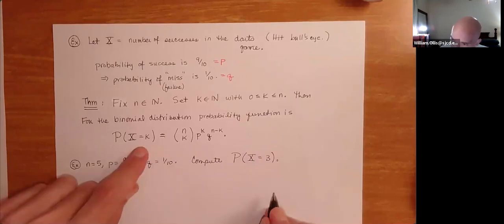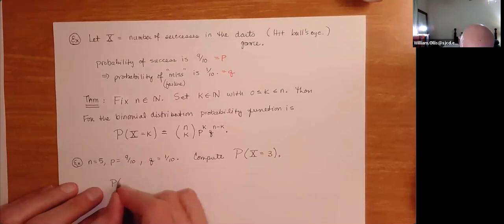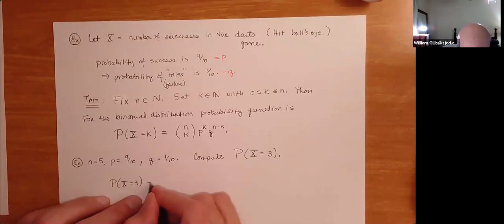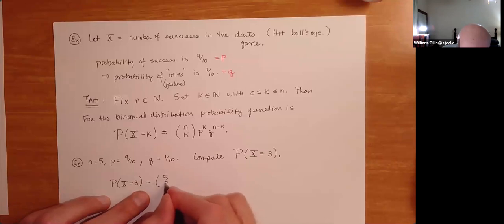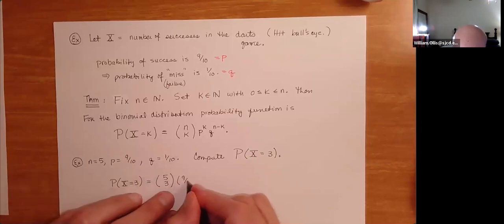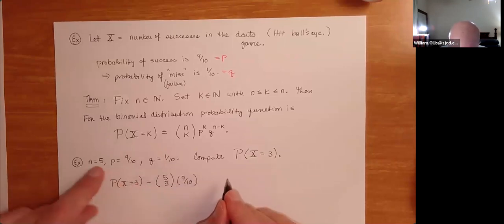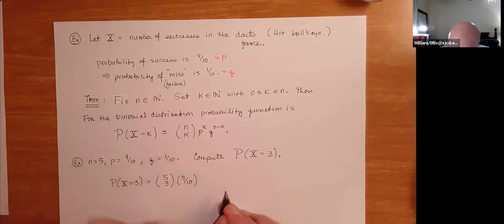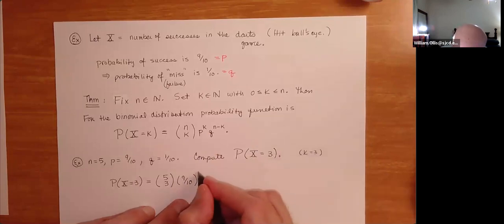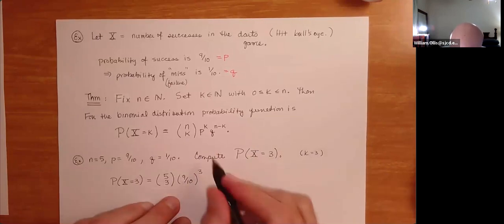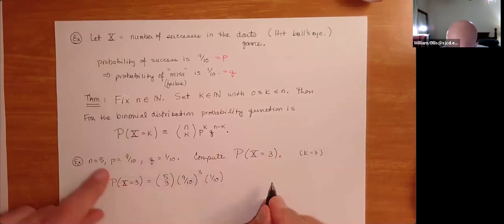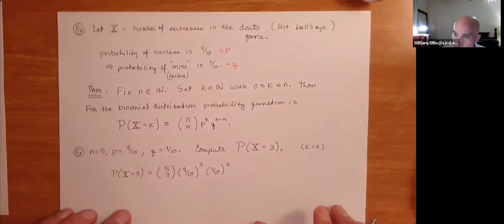Okay, so now we'll apply the theorem. The probability that x equals 3 will give us, okay, so we have 5 choose 3. And now we have p, which is 9/10, raised to, in this case, 3 for k. So note here, this just says k equals 3. So we have 3, just like I have here. And then n minus k is just going to be what? 5 minus 3, which is 2, right there.